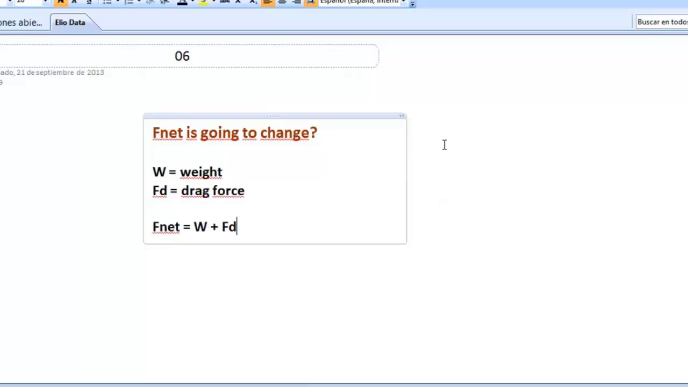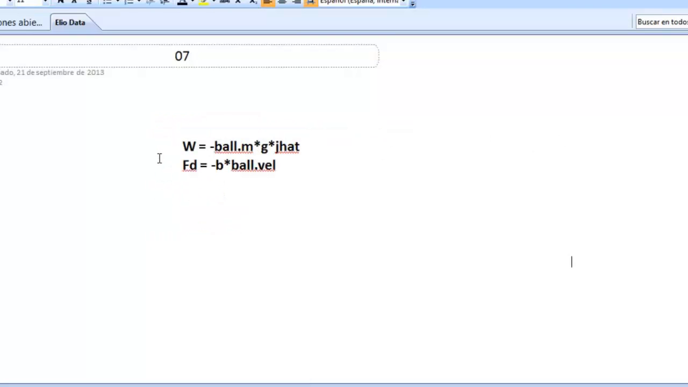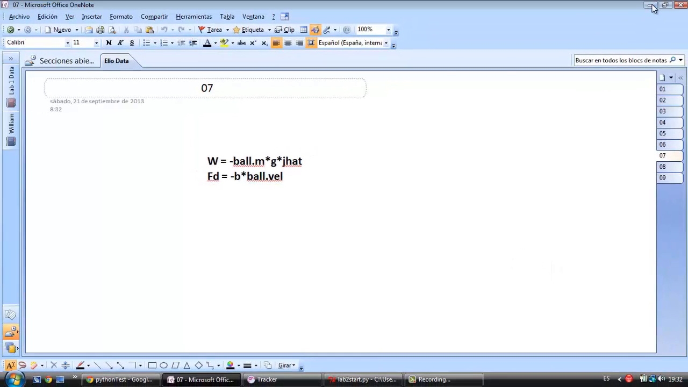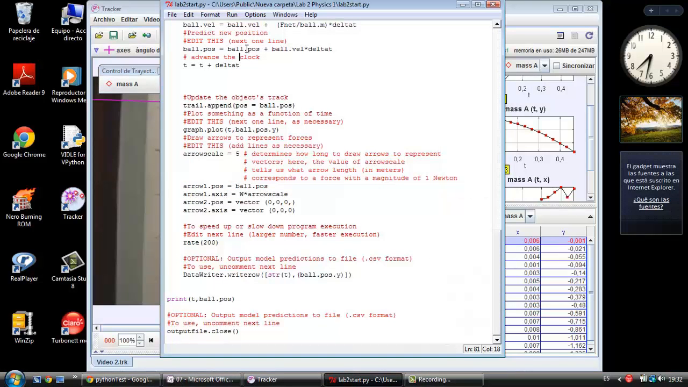Before we create our computational model, we have to remember that in our first laboratory the net force was 0, but in this laboratory the net force is going to change. Net force is going to be the sum of weight plus drag force, and the formulas for both of these are: weight equals ball mass times gravity times j hat. j hat stands for the unit vector of the y-axis, and drag force equals b times ball velocity. b stands for the magnitude of the drag force. You can see that ball mass and b are negative. Why is that? Because the ball is going downward in the negative y-axis. So having all this, now we can go to our VPython model.